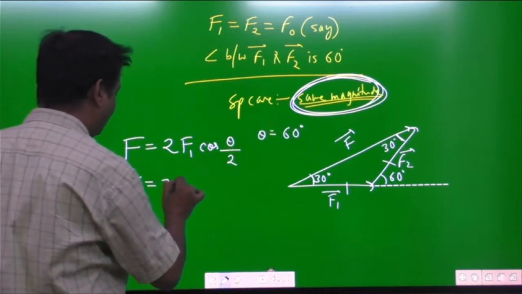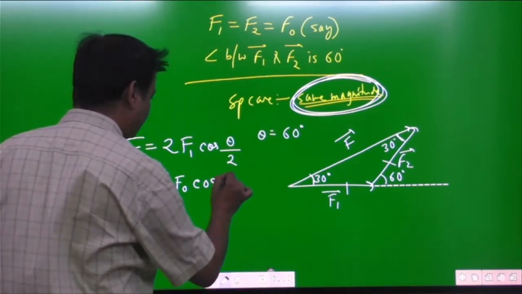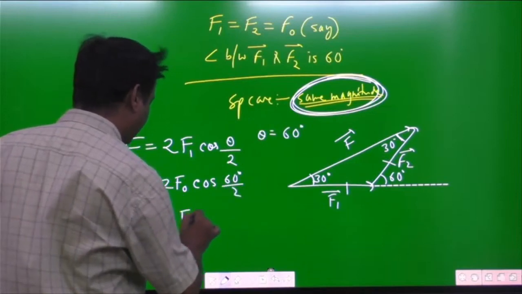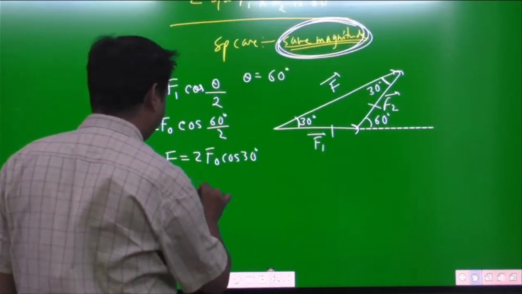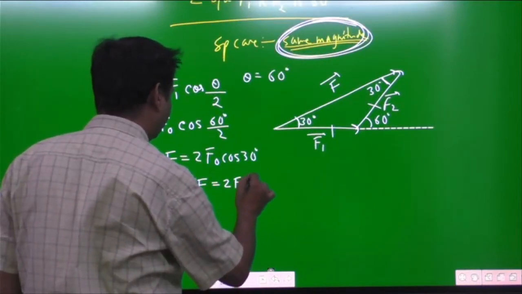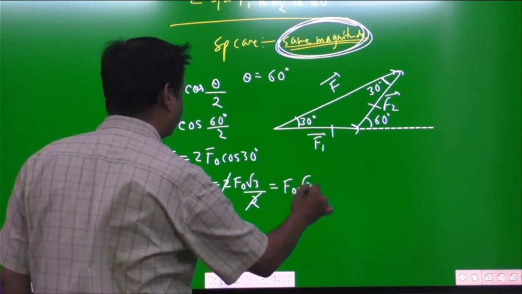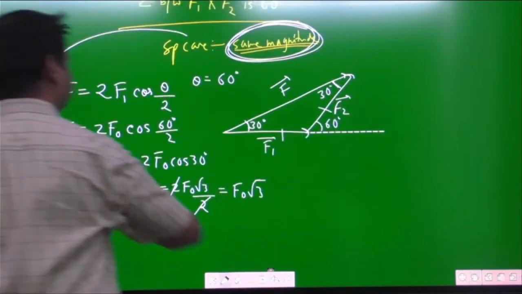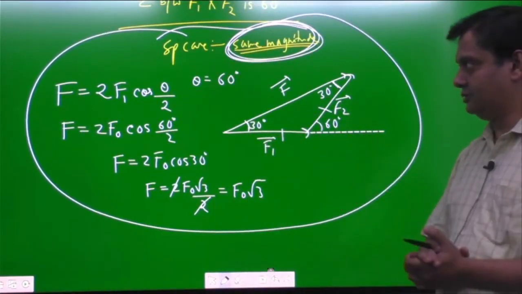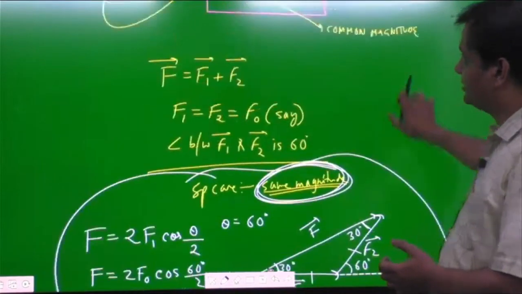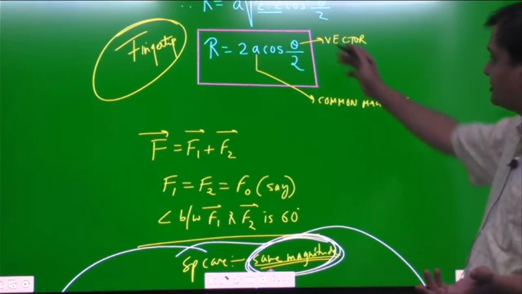So F will be 2 F0 cos 60 degrees by 2. So F will have a value of 2 F naught cos of 30 degrees. So F will be 2 F naught root 3 by 2, the 2s get cancelled away. So your answer will be F naught root 3. So this is how you can apply the resultant formula when the two vectors have the same magnitude. The resultant will be 2a cos theta by 2. A is what? The common magnitude of both the vectors. Theta is what? The vector angle.